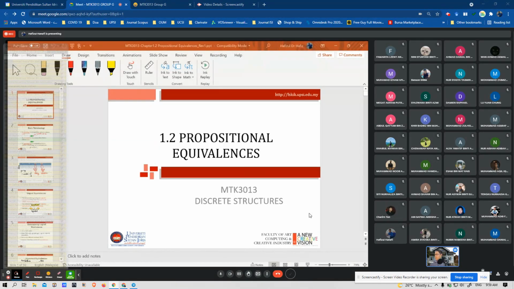In propositional logic, logical equivalence is defined in terms of propositional variables. Two compound propositions are logically equivalent if they have the same truth values for all possible truth values of the propositional variables that they contain. This one is a general statement of propositional equivalences.